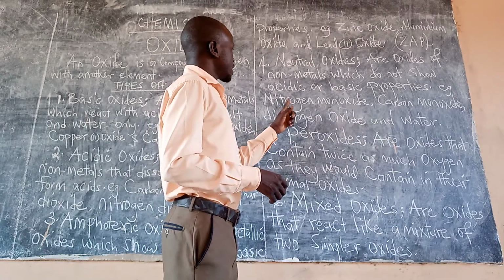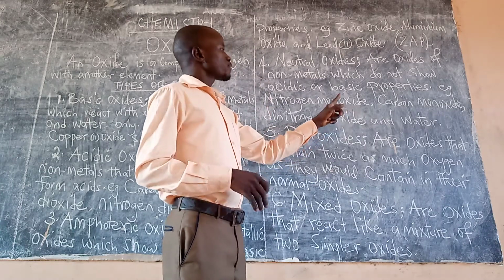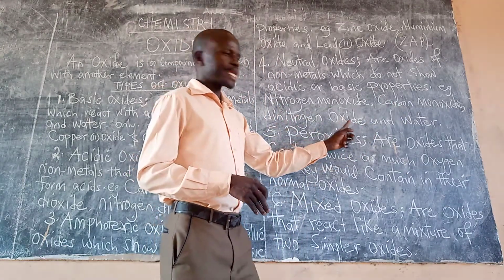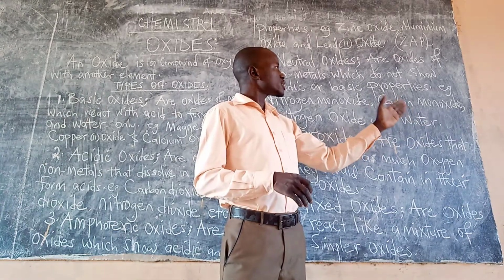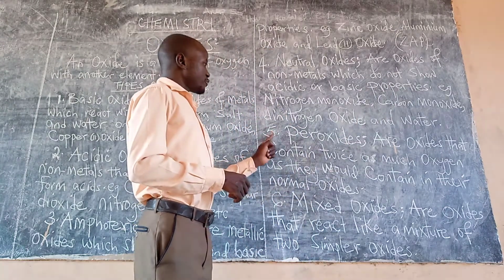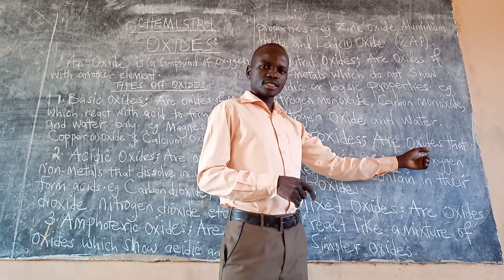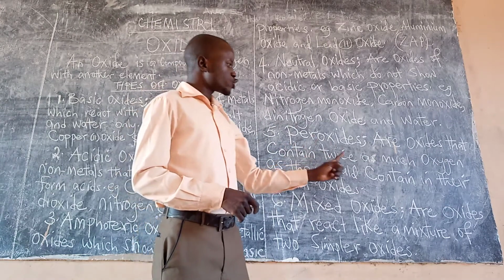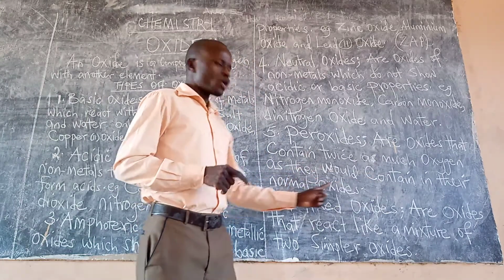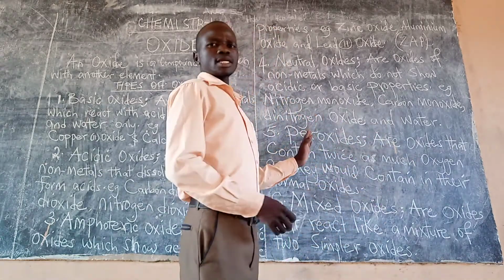Example, we have nitrogen monoxide. It does not react with acid, does not react with base. Another one we have is carbon monoxide. Another one we have is dinitrogen oxide and water. These are neutral oxides. They do not show any kind of basic or acidic properties. Then the fifth one is the peroxides. Peroxides, by definition, are oxides that contain twice as much oxygen as they contain in their normal oxides. So that means the amount of oxygen has to double. We call that one the peroxides.